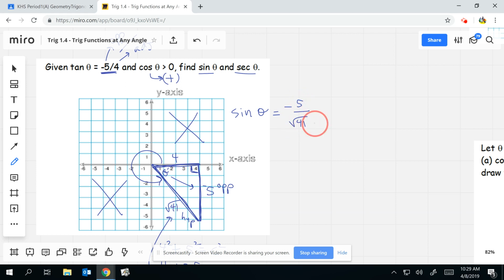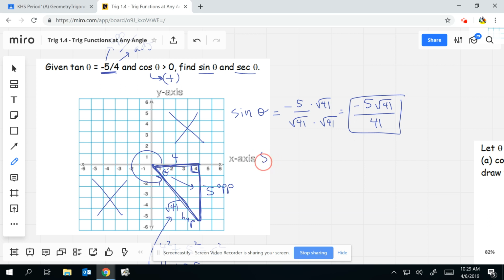Now we can't leave that radical down there, so let's move it to the top. So you're going to have -5 radical 41 over 41. Now I know that's messy and ugly looking, but it's exact. It's the exact value. If you want to make it a decimal, it'll look a lot nicer, but it will be rounded, and it's okay if you want to round that. But if they're asking for an exact answer, that's what you'd put.